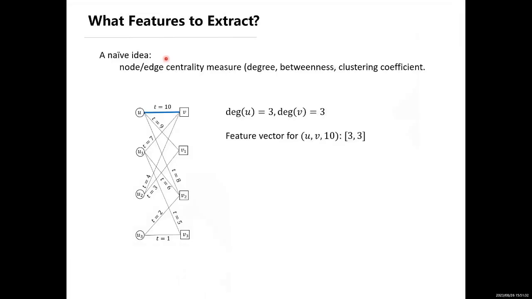So what features should we extract first? A naive idea is we can use node centrality or edge centrality or other measures like degree, betweenness, clustering coefficient. Assume we want to extract features for edge UV. We can compute the degree for node U and node V respectively, which is 3 and 3. And we can make the feature vector as 3, 3. Even though this is quite easy to implement, the extracted features have nothing to do with anomaly.